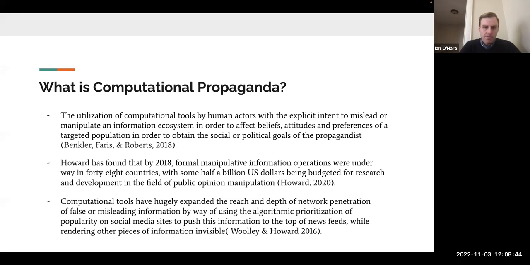Then, of course, computational tools have hugely expanded the reach and depth of network penetration of false or misleading information by using the way that algorithms prioritize content popularity on social media sites. So at some point, as we all have figured out, our newsfeed is not always representing what we exactly want to see in our newsfeed or our timeline. The algorithm itself is making a lot of these decisions for us, and the prioritization of what might be popular and what might extract and keep our attention is the priority of the algorithm itself.